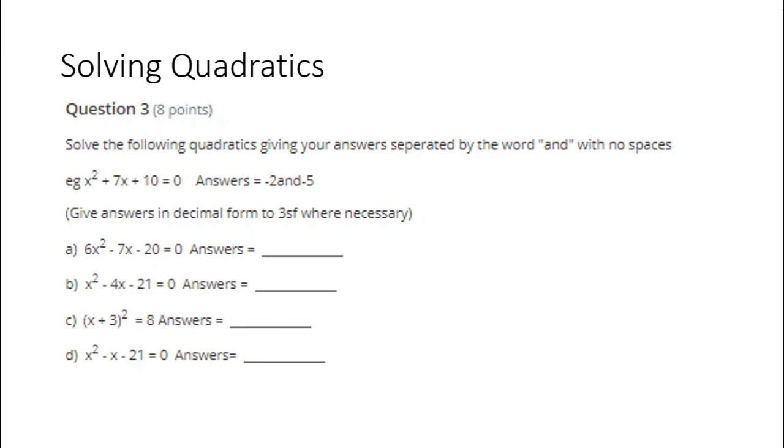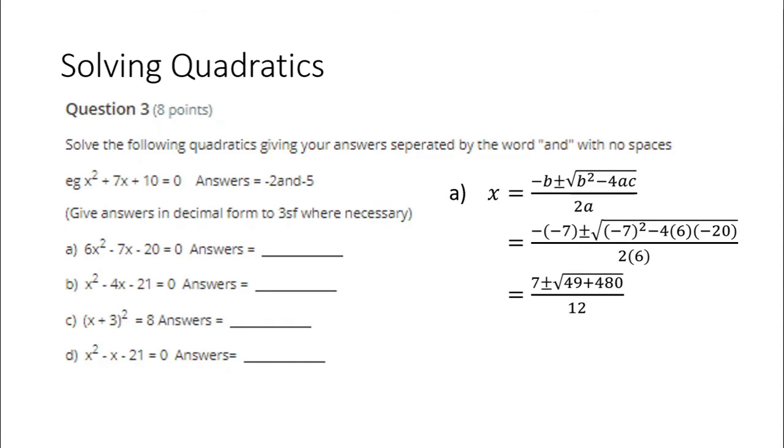Next question. Question 1, I can see it's going to be quite a tricky one because I've got a number in front of the x squared and I can't factor that number out. I'm thinking about splitting the middle term, but I'm thinking about what numbers multiply to make 6 times negative 20, so negative 120, and add to make negative 7. And nothing's coming to mind. So for question A, I'm going to use the formula. I can see that A is 6, B is negative 7, and C is negative 20. So substitute that into the formula.